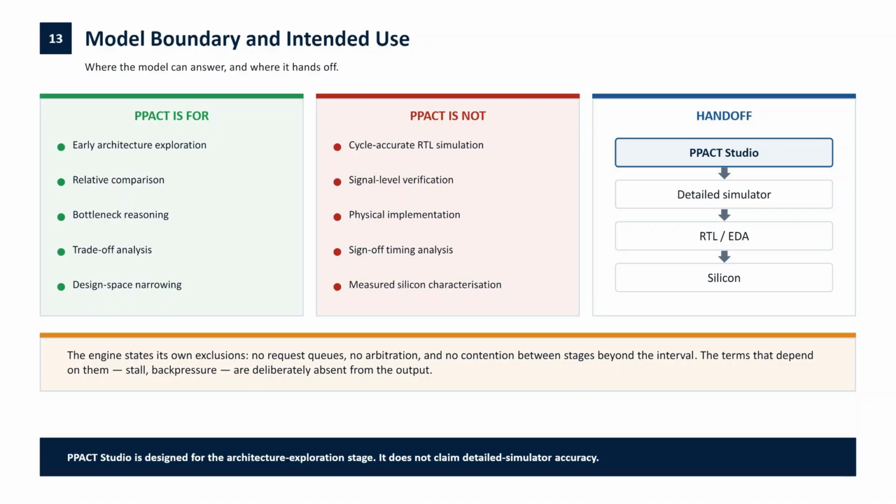Its role is to compare many architecture candidates, analyze their system-level differences, and help narrow the design space to the candidates that justify more detailed investigation. The current engine does not model request queues, arbitration, or contention between stages at a level of detail beyond the interval model. For that reason, terms such as stall or back pressure are not used when they would imply dynamic behavior beyond what the model actually represents. The objective is not to hide the boundary of the model. The objective is to define clearly what should be analyzed in PPACT Studio and when the engineering process should move to a more detailed tool.